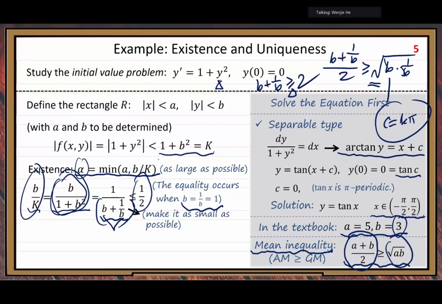Here I just give you some interesting results. So this inequality is very useful. I will use 2 or 3 more minutes to show you why this mean inequality is very useful in our everyday life. Let me give you a simple example in our real life.